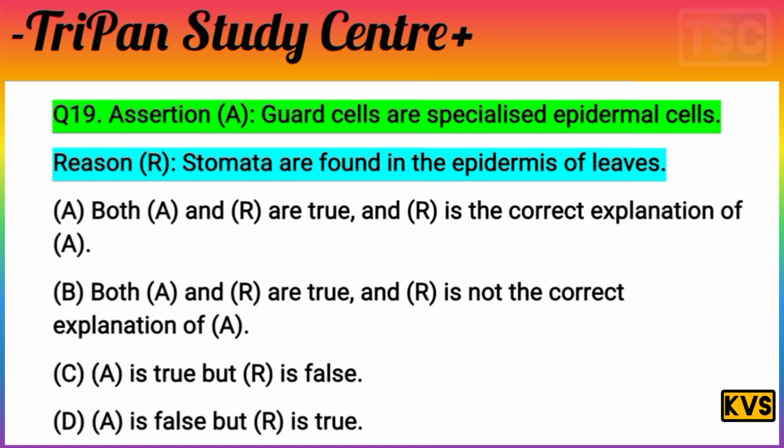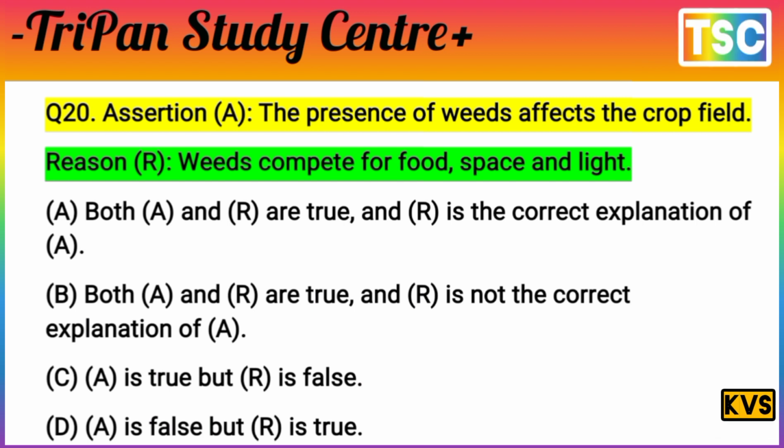And let's see the next MCQ. The next question on your screen. The assertion here says, the presence of weeds affects the crop field. You know that's important. And the reason here, weeds compete for food, space and light. You know that weeds compete for food, space and light. That's an important question from the exam point of view.